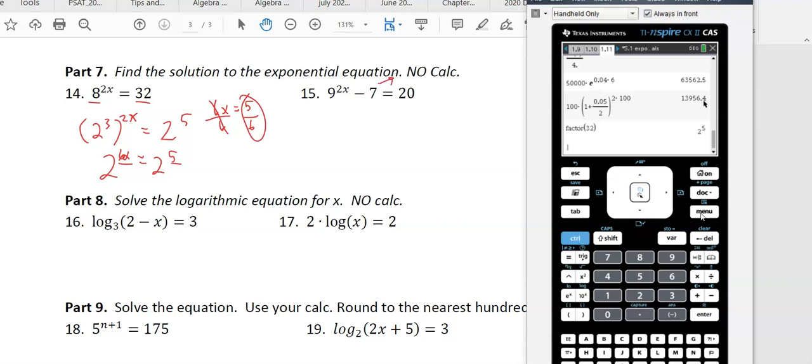This one, first move that over, so you get 9 to the 2x equals, I guess, 27. Prime factorize, right? So that can be prime factorized as 3 squared to the power of 2x equals the prime factorization of 27, which is 3 to the third. I like this. Now I can compare these. So I get 3 to the 4x equals 3 to the third. So what must be true? Those exponents must be equal. So 4x must equal 3 and x must equal 3/4.